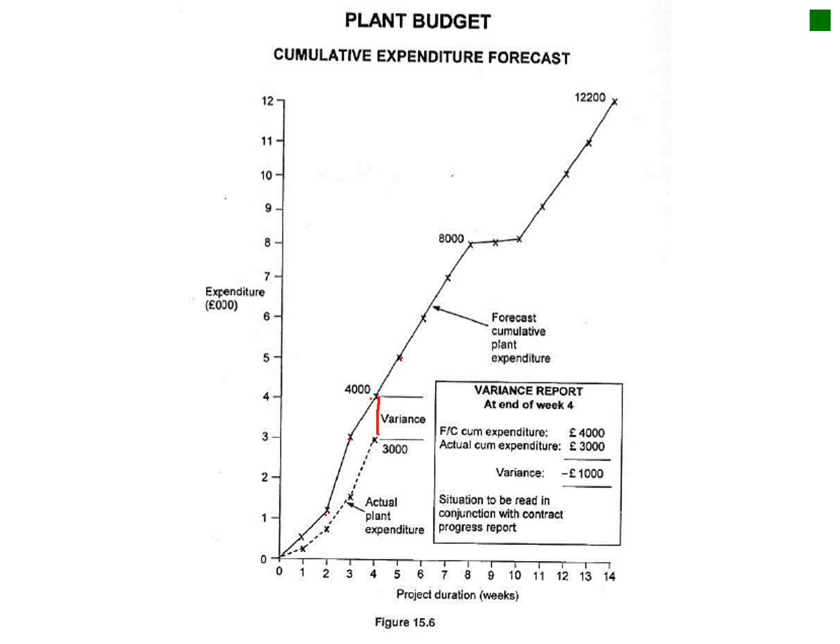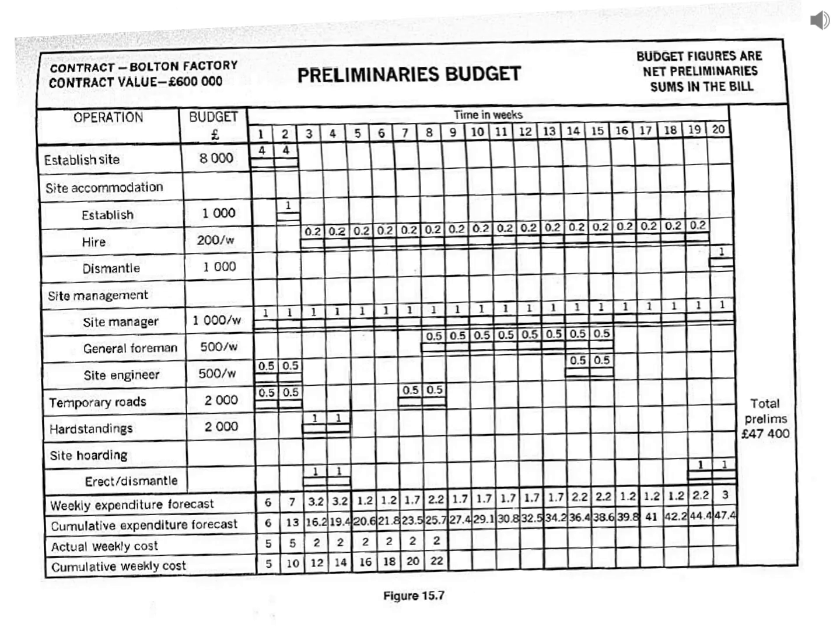I think you guys will get the idea of this. I'll also try and get you guys to do a little graph like this for me. And then your preliminary budget. Your preliminary budget is your site establishment, where you have a little bit of a cost. Then you've got your site accommodation, hire, dismantling, site management, site manager, 1,000 work hours. So this is divided into equal parts. So I think this is fairly straightforward.